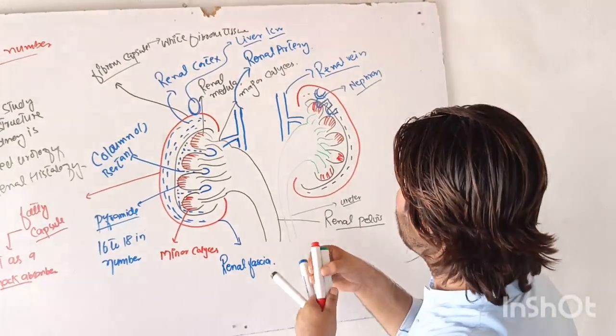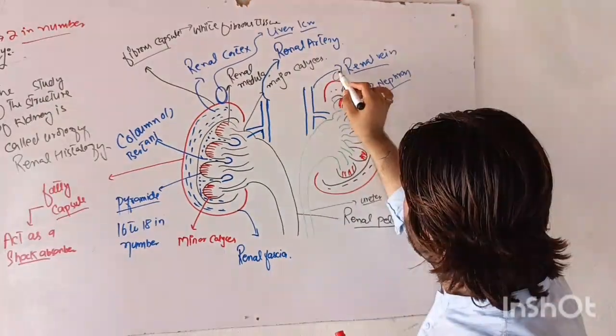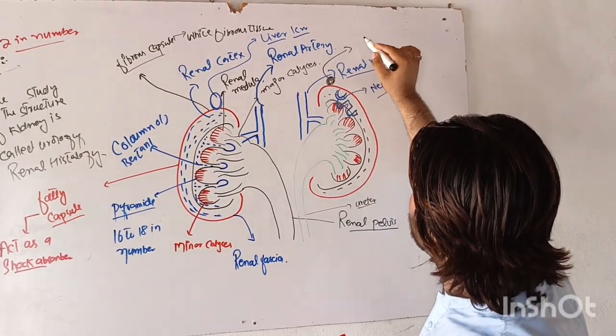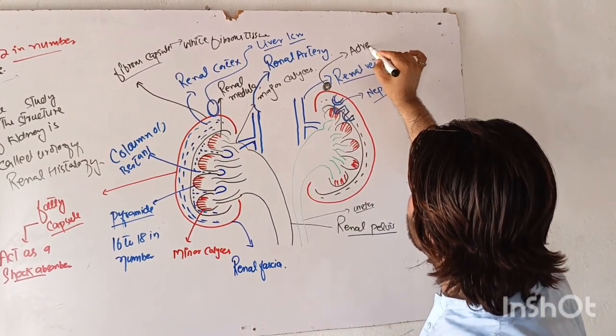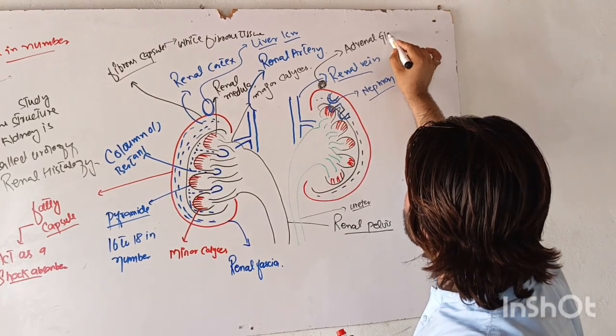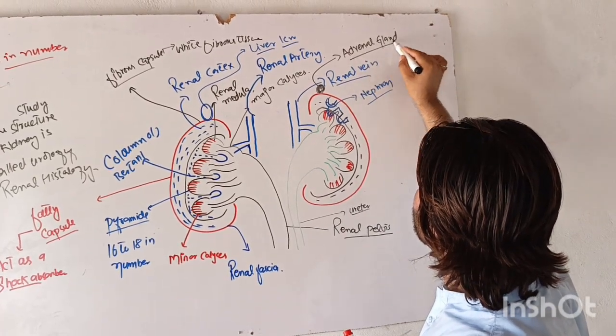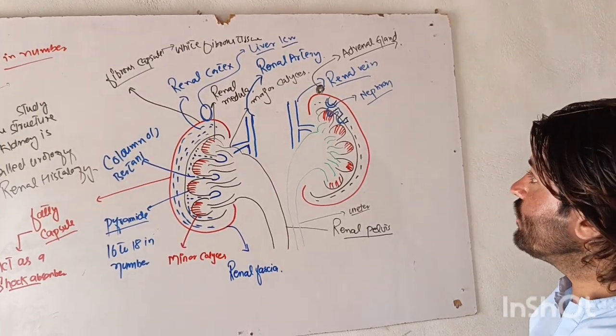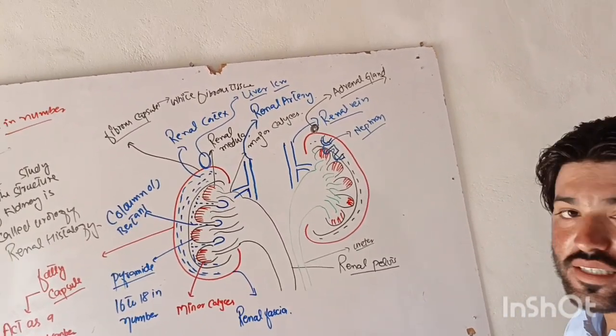And above the kidney, that is known as the adrenal gland. The adrenal gland is present above the kidney.